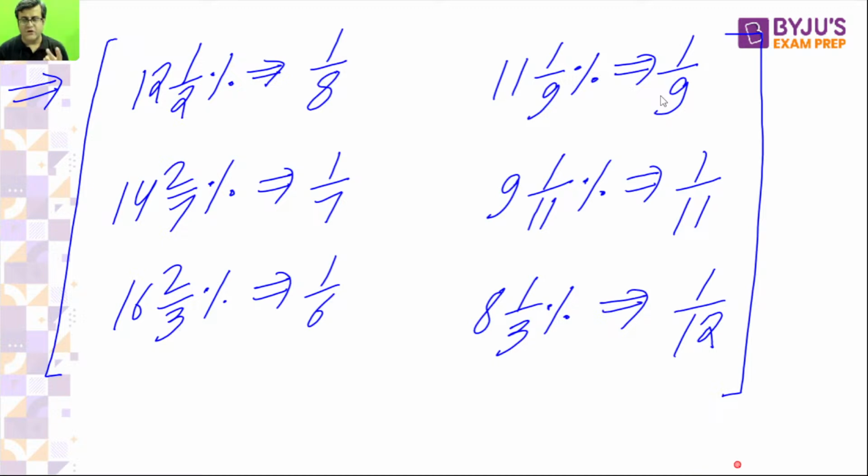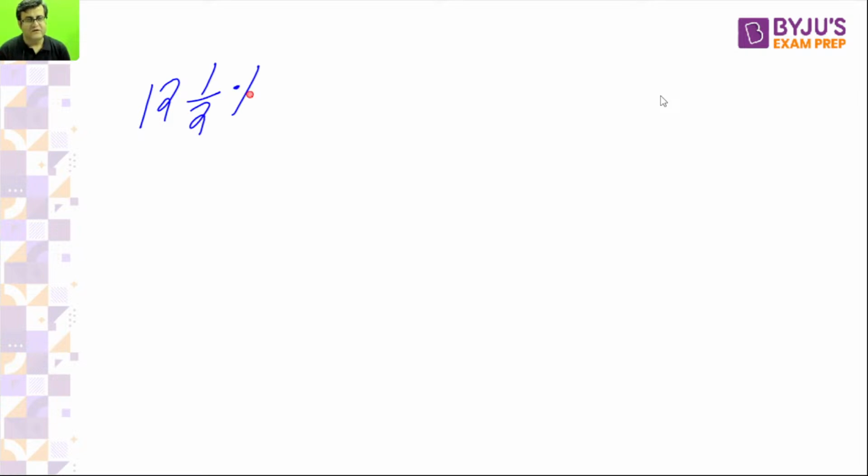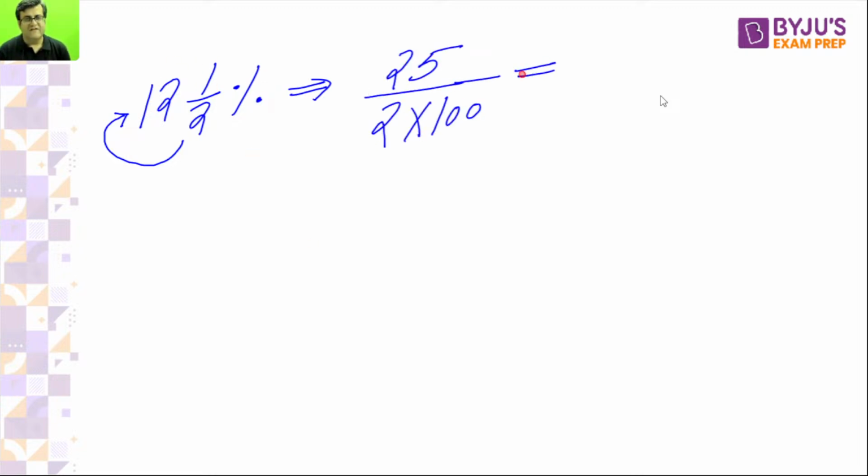Tanvi, I can explain 1 to 2 terms. I have already explained in percentage, so I can explain 1 to 2 terms, and the remaining you will be able to understand. If 12 1 by 2% is given in percentage, what will you do? It's a mixed fraction. 2 12s are 24, plus 1, 25 by 2. You solve this fraction, remove percentage, and you will get 100 in the denominator. 25 4s are 100, 4 2s are 8. So you got 1 by 8.